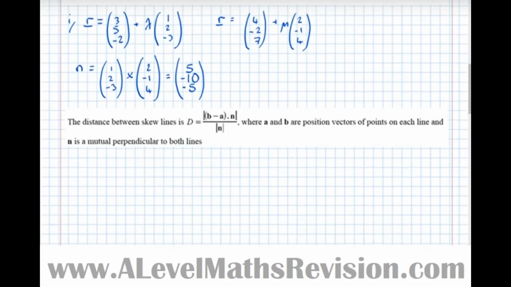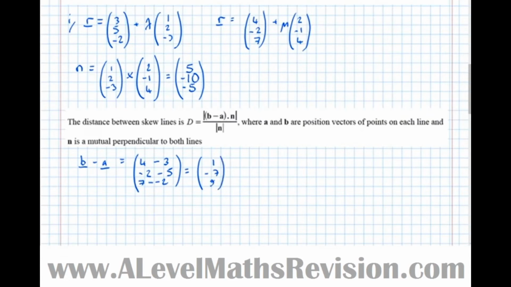So what we need to do is to find B minus A. So B minus A equals, and that's the 2 points subtracted from each other, so B minus A, showing full working makes us more likely to get marks in the event of a wrong answer. 4 minus 3, minus 2 minus 5, and 7 minus minus 2, which is equal to 1, minus 7. 7 minus minus 2 is 9. So we've got B minus A there.